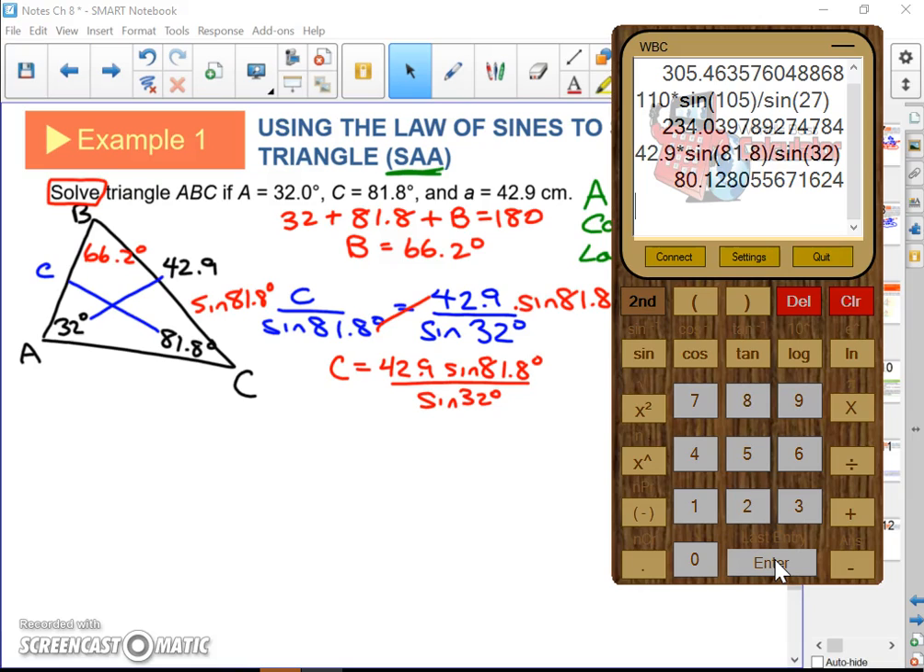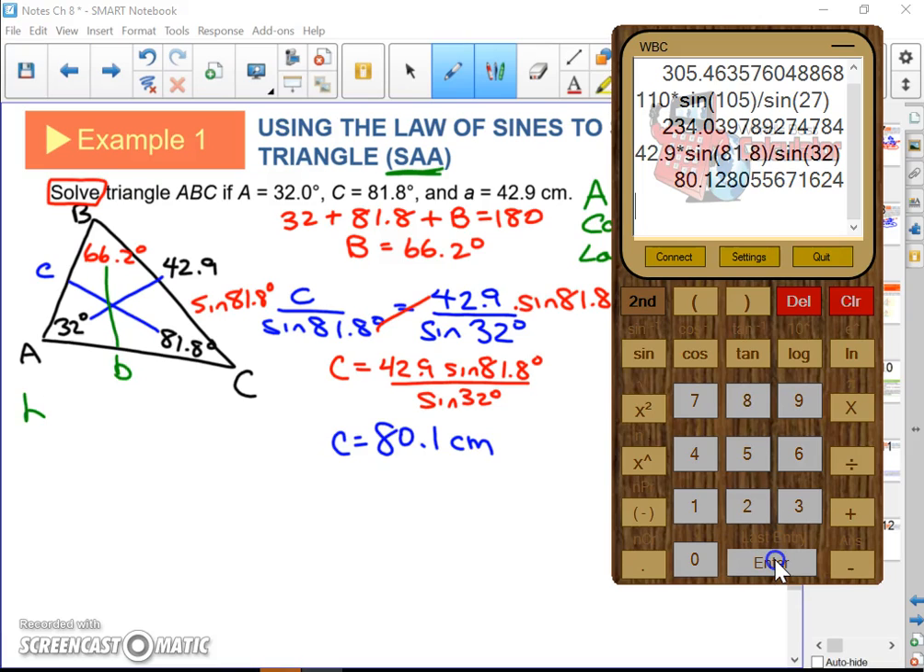We'll round that off to 80.1 centimeters. Little c equals 80.1 centimeters. And so we've got side c. The only thing missing now is side b right here.